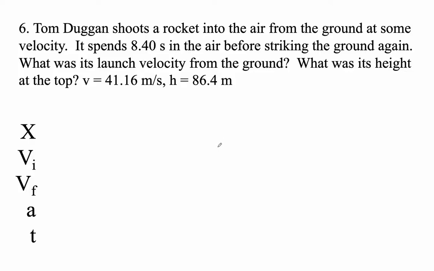Tom Duggan shoots a rocket into the air from the ground at some velocity. It spends 8.4 seconds in the air before striking the ground again. What was its launch velocity from the ground? What was its height at the top? Okay. Now I saw him do this one time, so this is why I can write this problem, right?